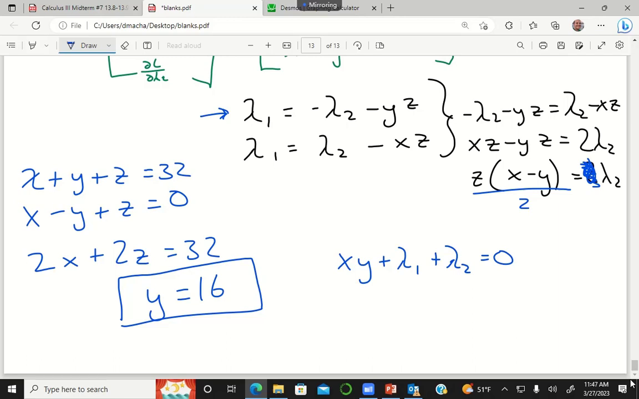I could use this definition of lambda 1 maybe. Oh, and heck, remember y is 16. So that's just 16x. 16x plus this definition of lambda 1, which is negative lambda 2 minus 16z plus lambda 2 is equal to 0. So the negative lambda 2 and the plus lambda 2, those go away.